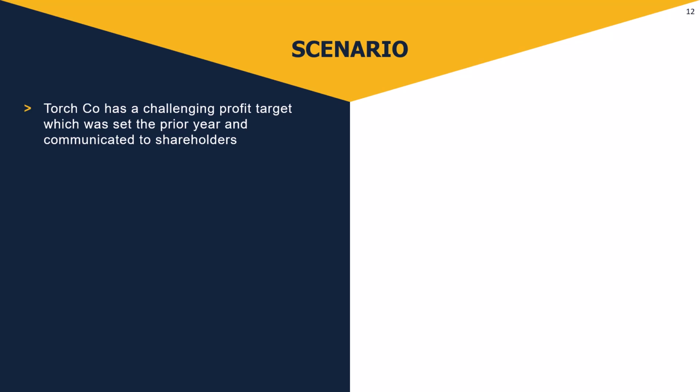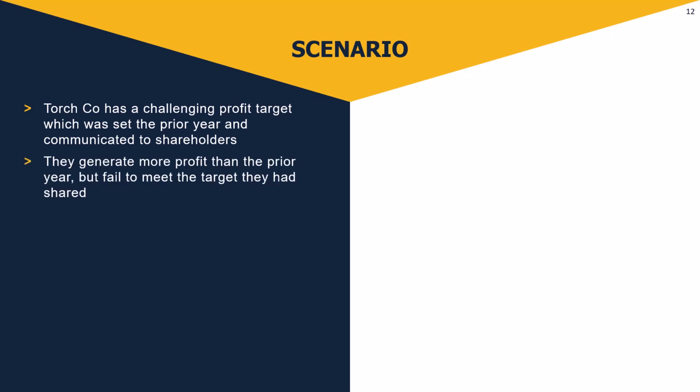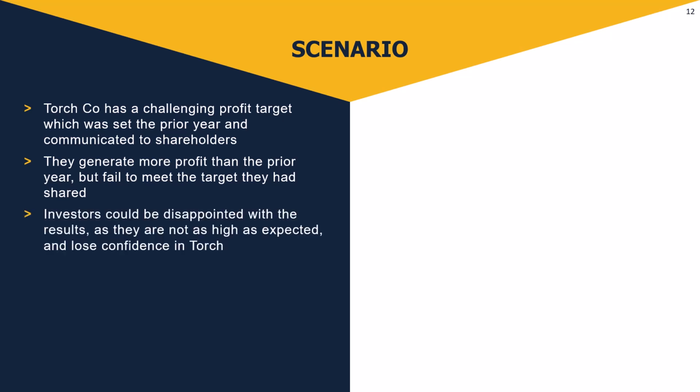So Torch Company then has a challenging profit target which was set in the previous year, and it was communicated in the previous year to the shareholders. They generate more profit than they did in the previous year. However, they still failed to meet the target that they had shared with their shareholders. Now, what this is going to lead to then is disappointment from the investors' perspective because profit is not as high as expected, and therefore they could well lose confidence in Torch Company.